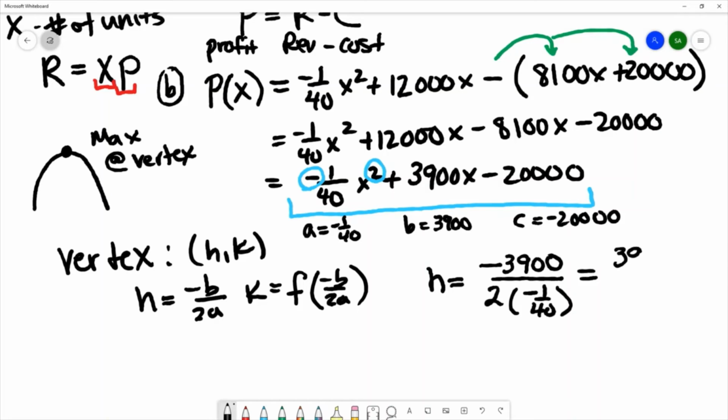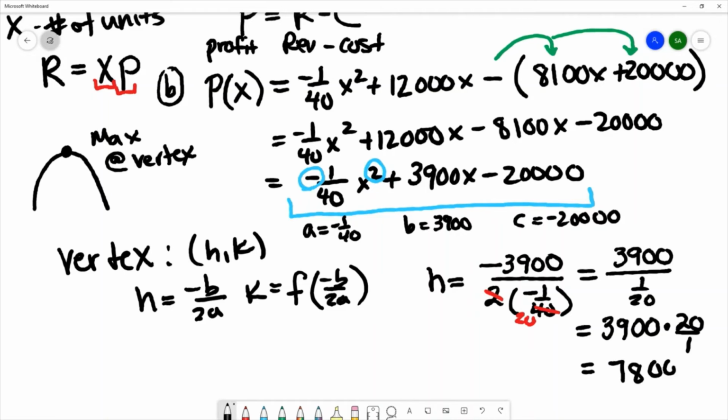We have 3,900 over, those 2 goes into 40 20 times, so 1/20. And when we divide fractions, we multiply by the reciprocal, so that's 3,900 times 20 over 1. So 3,900 times 20 is 78,000. This is going to give me my value of x, which is number of units.